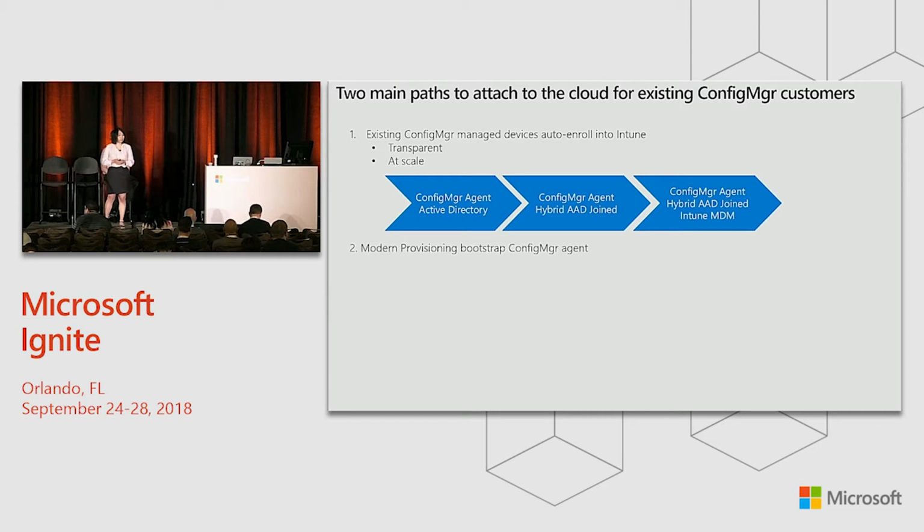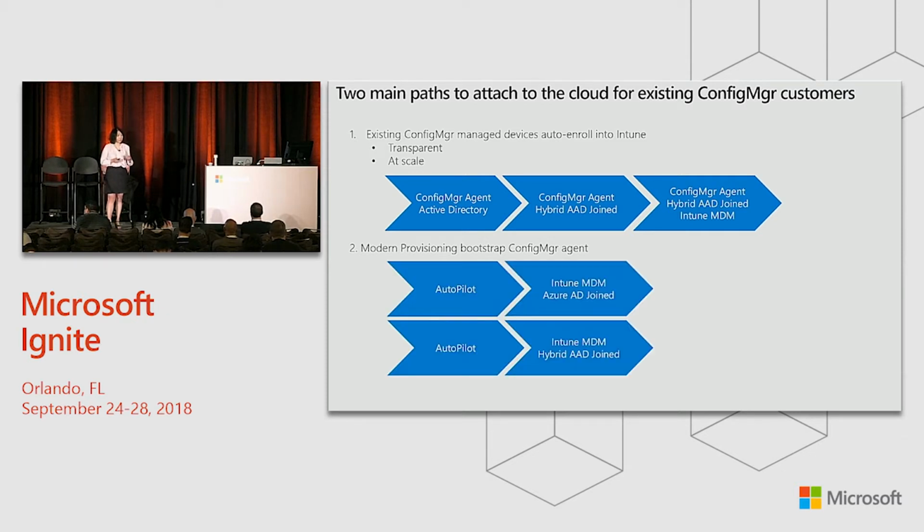And the second path, Tristan just talked about modern provisioning. So there's a way, after the device gets through the Autopilot process, and you choose the device to be either Azure AD join or hybrid Azure AD join, depending on the needs of your organization. Some of you still use group policy, so it makes sense for a device to still be on-prem in Active Directory.